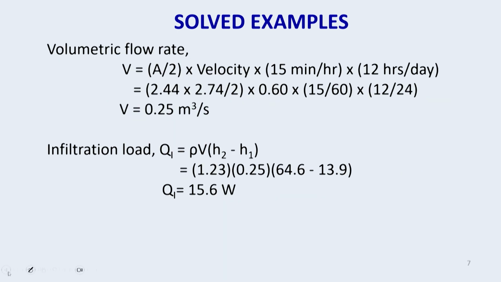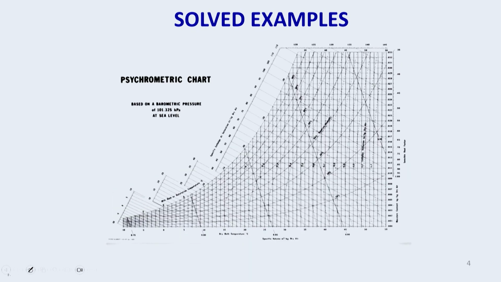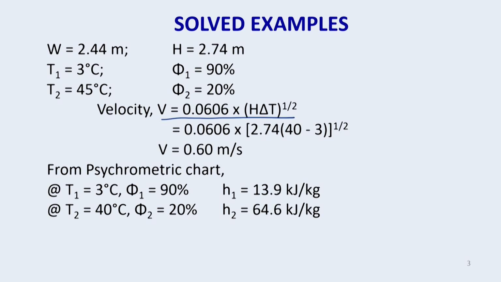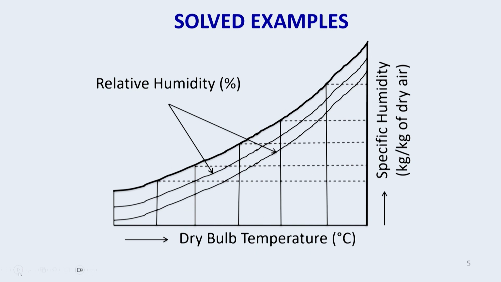From the psychrometric chart, here I have taken the values I have mentioned in the PPT. I will explain with the chart how to take these values. H1 is 13.9 and H2 is 64.6. So this is the psychrometric chart. In case the letters are not clear, just to help learners understand easily, I have represented a sample chart in the PPT.